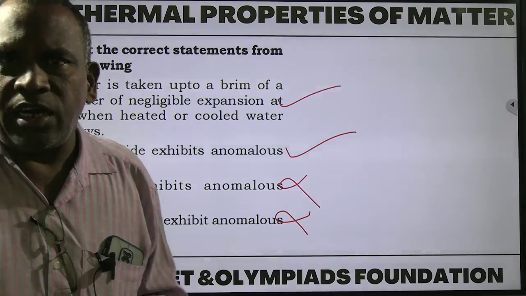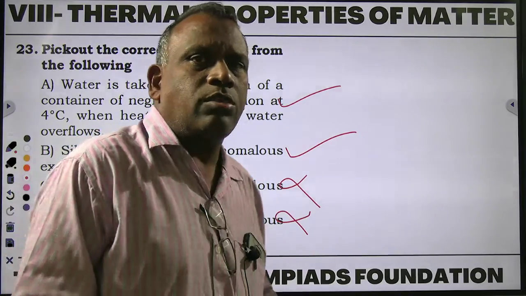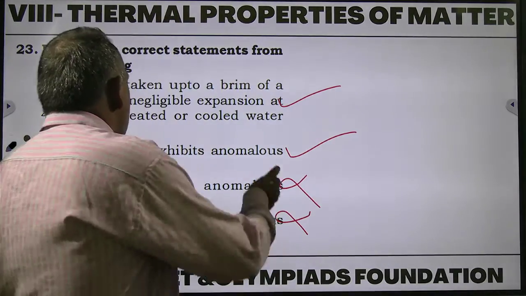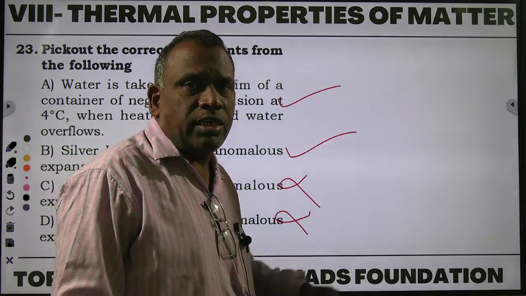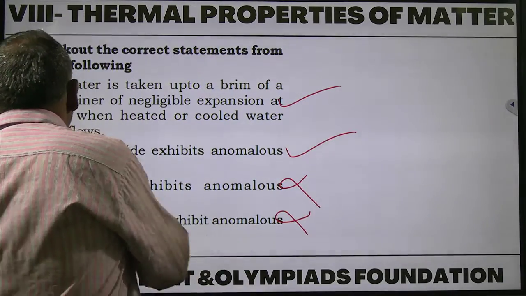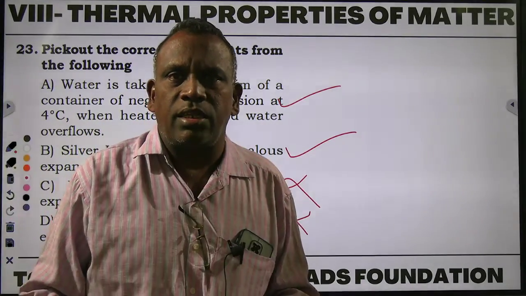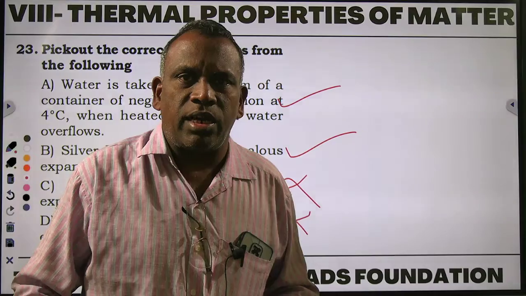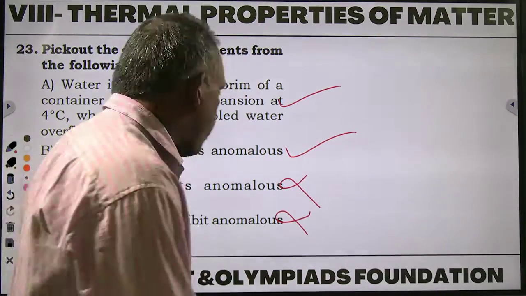See, water has strange behavior from 0 to 4 degrees. That's why, whenever it is there, it will overflow between 0 to 4 degrees centigrade. So options A and B are the correct options. And polar liquids are nothing but the liquids having either positive or negative charge.